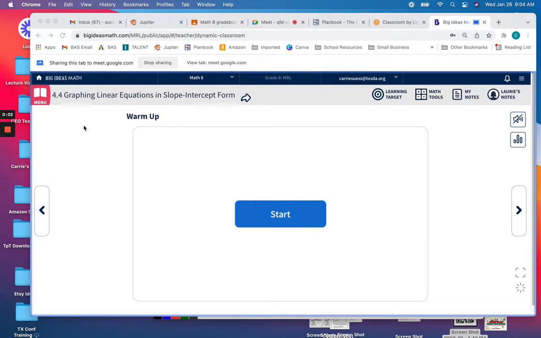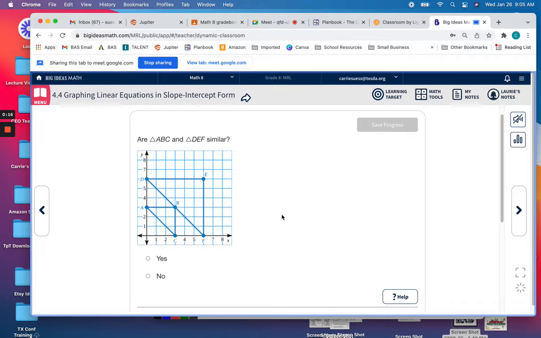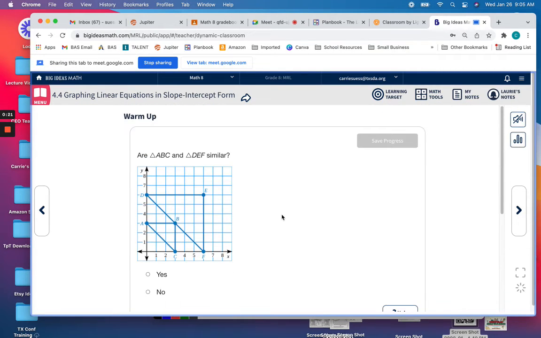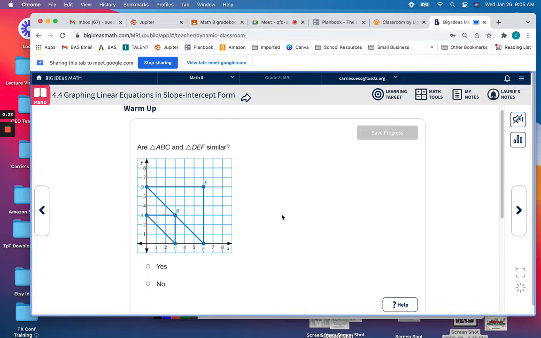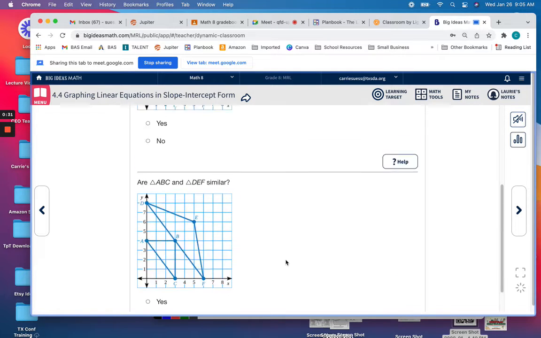Alright, 8th grade, we are doing lesson 4.4, graphing linear equations in slope-intercept form. Since I've kind of cheated and already taught you slope-intercept form, this lesson should be fairly easy, because you've seen it all. First, let's hit the warm-ups. These are comparing triangles, whether these two triangles are proportional, telling whether they're similar or not. Yes and no answers.